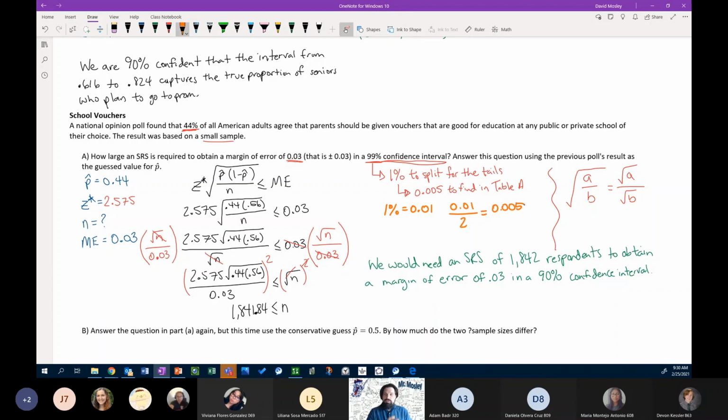Because again, I have 1% left over. That's not part of the central area that I'm concerned about for my confidence interval. And I have to split that evenly between the two tails of my curve. So I cut it in half, get 0.005. And 0.005 is what I can find on table A, because table A will only give me what's to the left of the left-hand side tail, the area to the left of that value. So that's what I find on the interior.